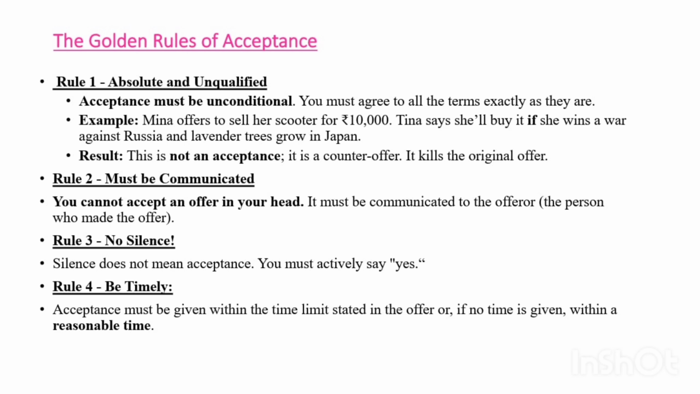The second golden rule is that acceptance must be communicated, and timing matters. You cannot accept an offer in your head. It must be communicated to the offerer. The third rule is no silence. Silence does not mean acceptance. You must actively say yes. The fourth one is be timely. Acceptance must be given within the time limit stated in the offer, or if no time is given, within a reasonable time.